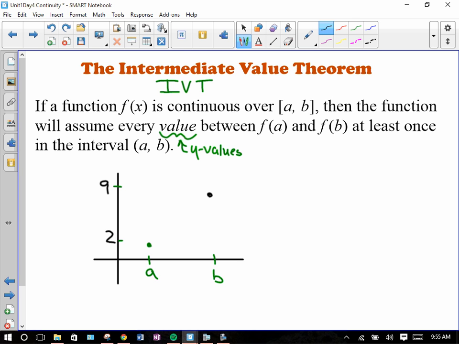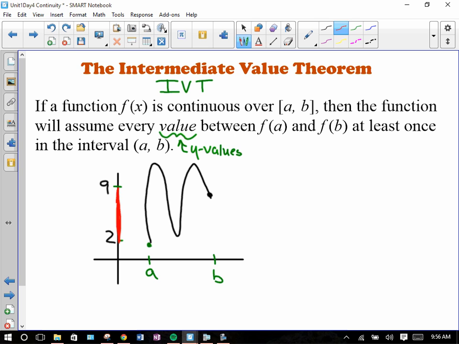Alright? It doesn't matter if it's a straight line. It doesn't matter if it is something like this. It is guaranteed that this function, if it's continuous, will take on every y value from 2, 3, 4.5, 9, 7.6, yes? 3.2, 4.9, pi. But you get the idea: every y value between 2 and 9, this function will take on that value, assuming it's continuous.